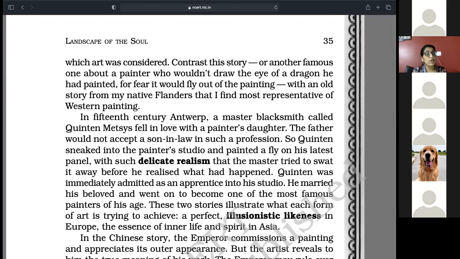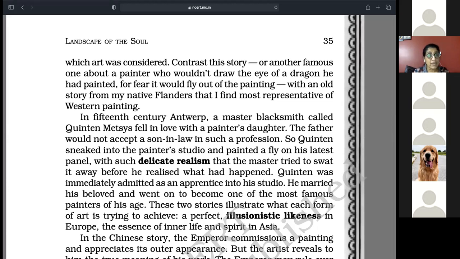But the father would not accept a son-in-law in such a profession because literature, art, they are considered superior, whereas blacksmith not. So Quentin sneaked into the painter's studio and painted a fly on his latest panel with such delicate realism that the master tried to swat it away before he realized what had happened.